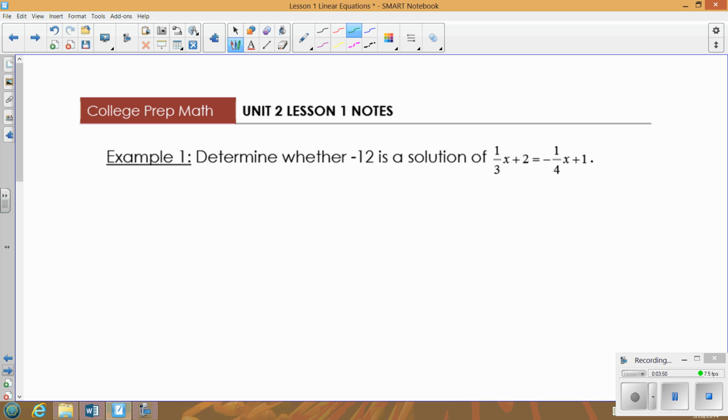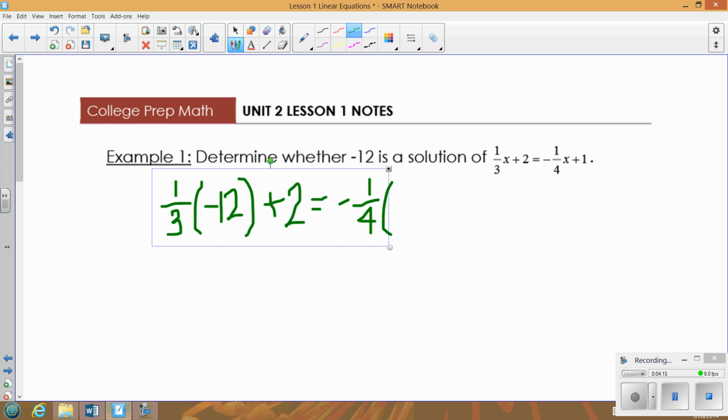So let's look at some examples here. The first thing is just to show how we check something. How do I determine if negative 12 is a solution to this equation? Really, what that means is you need to take negative 12 and replace it wherever there's an x. And when I check, I always use parentheses. So I'm going to plug in negative 12 for x, using parentheses to make sure that I keep the negatives straight.